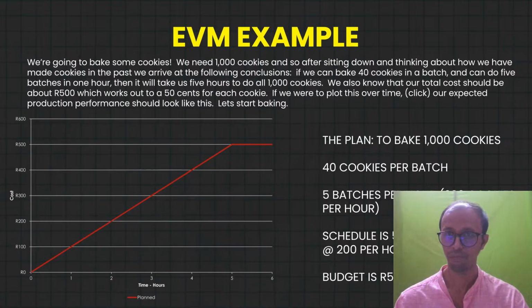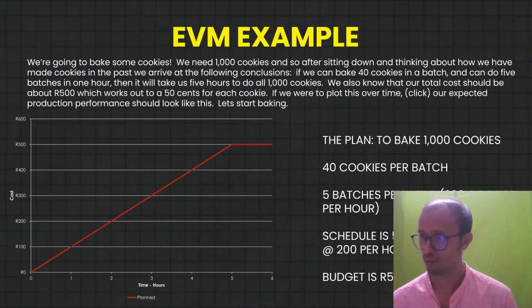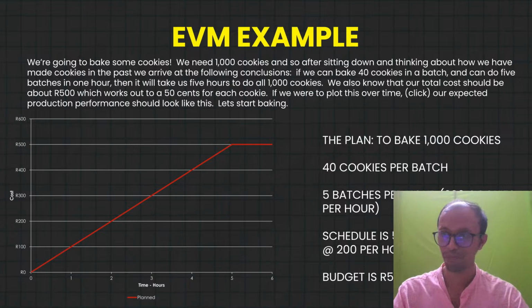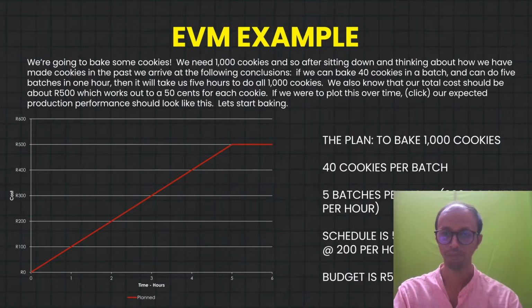Correct? So to bake 1,000 cookies, we can cook 40 in a batch. So 5 batches per hour. So 200 cookies per hour. So the schedule is 5 hours. So 1,000 cookies at 200 per hour. So the budget is 500 and the per cookie cost is 50 cents.